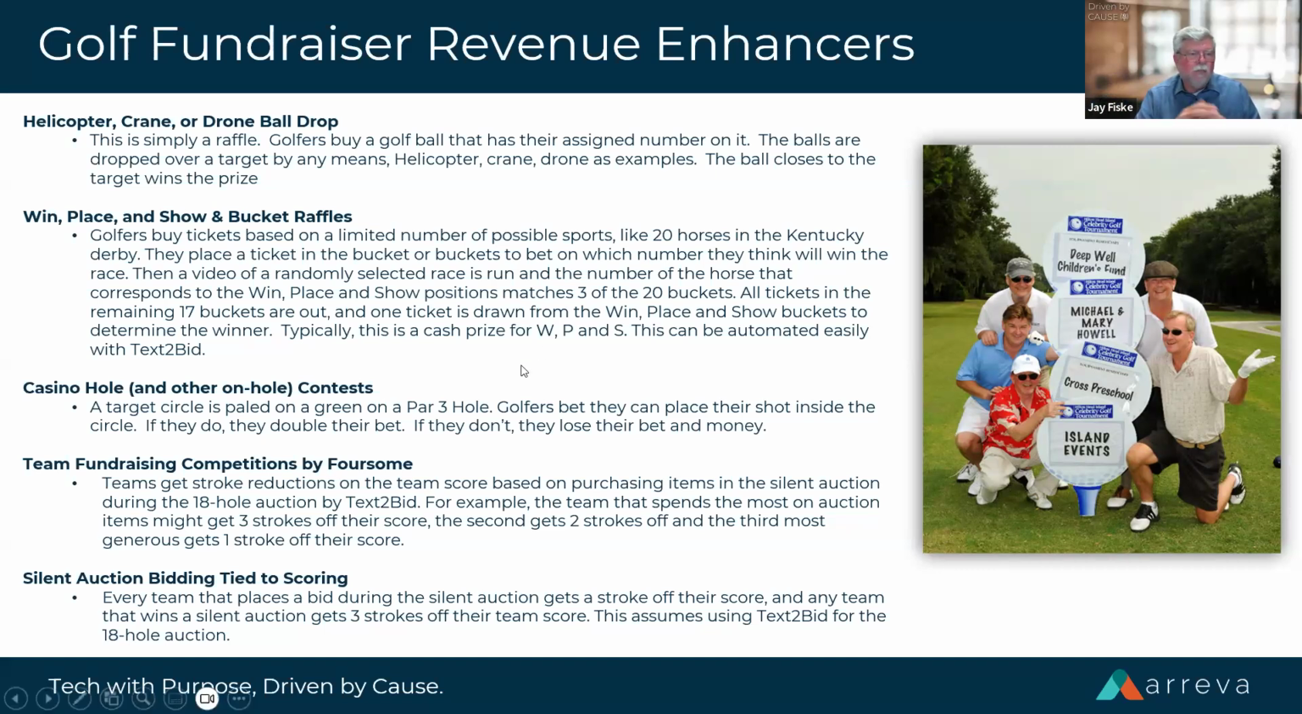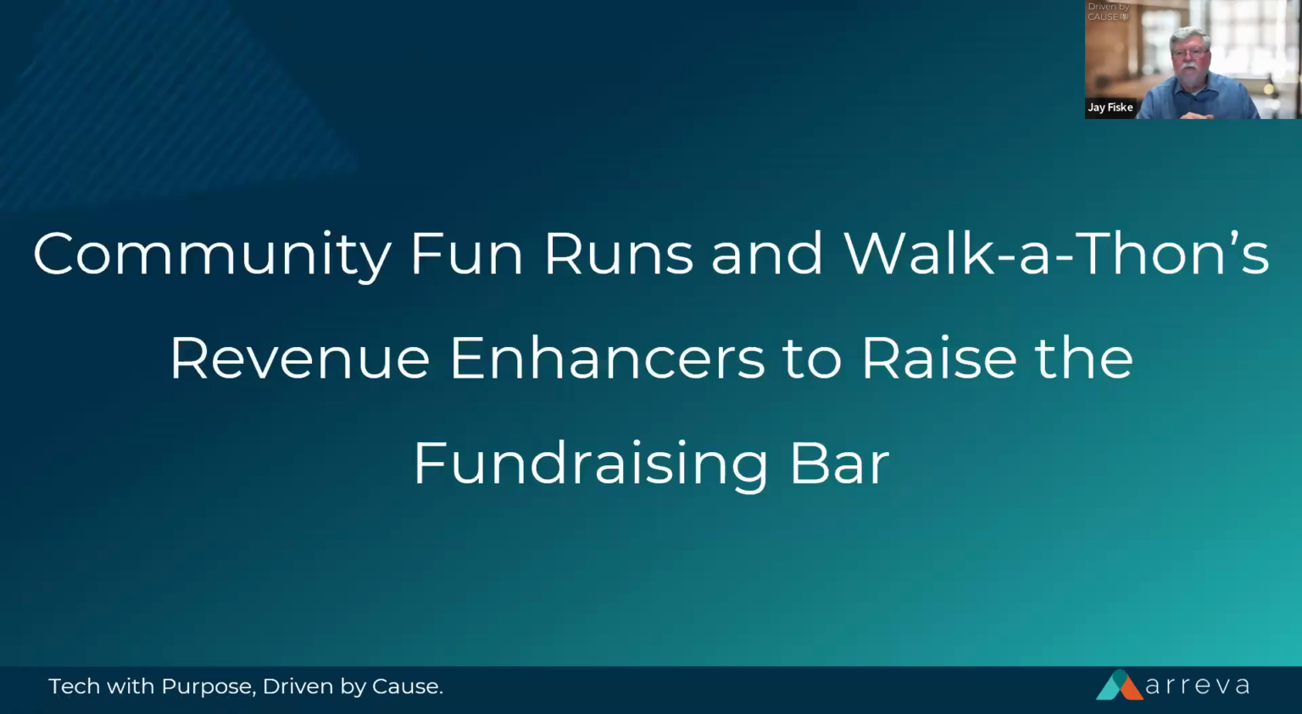Casino hole, basically closest to the pin. Team fundraising competitions by foursome. Won't spend a lot of time on these. Silent auction bidding, of course, tied to scoring. The silent auction bidding tied to scoring essentially means that if someone bids on a silent auction item, their team gets to save a stroke. And if someone on their team actually wins an auction item, then they save 2 strokes. So the maximum that a team could take off of their score at the end of the day is 3 strokes. 1 stroke for bidding on any item and 2 strokes for winning any auction item. But that encourages the golfers to actually bid on the silent auction.